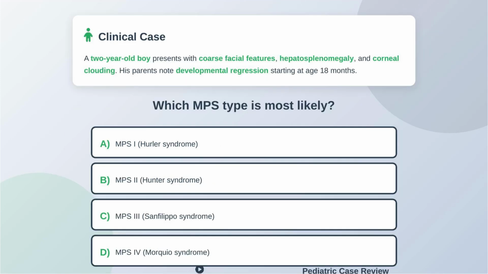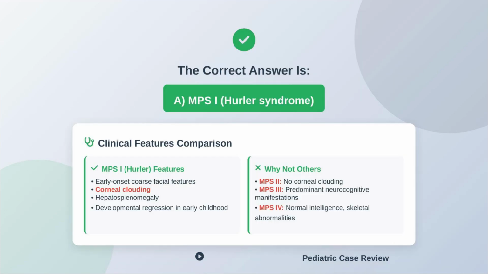Let's examine our first clinical case. A 2-year-old boy presents with coarse facial features, hepatosplenomegaly, and corneal clouding. His parents note developmental regression starting at age 18 months. Which MPS type is most likely? A, MPS 1 or Hurler syndrome, B, MPS 2 or Hunter syndrome, C, MPS 3 or Sanfilippo syndrome, or D, MPS 4 or Morquio syndrome? The correct answer is A, MPS 1 or Hurler syndrome.